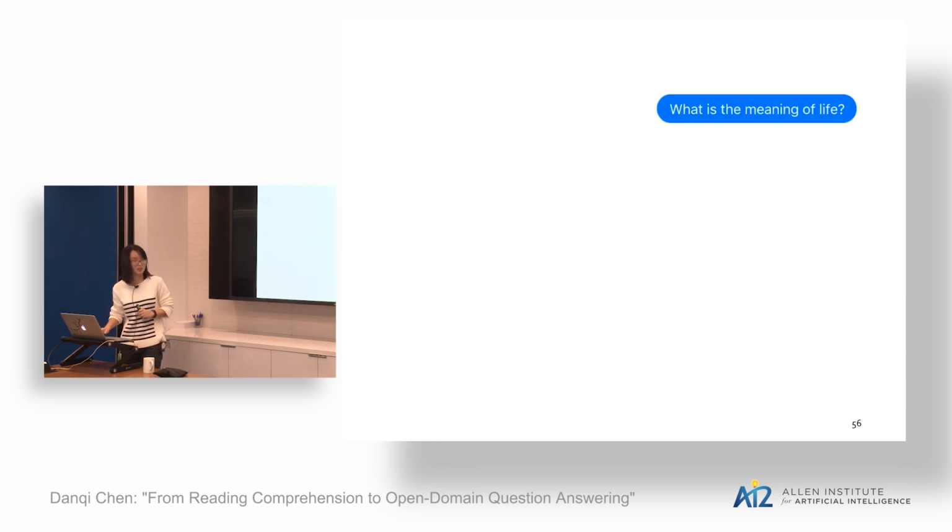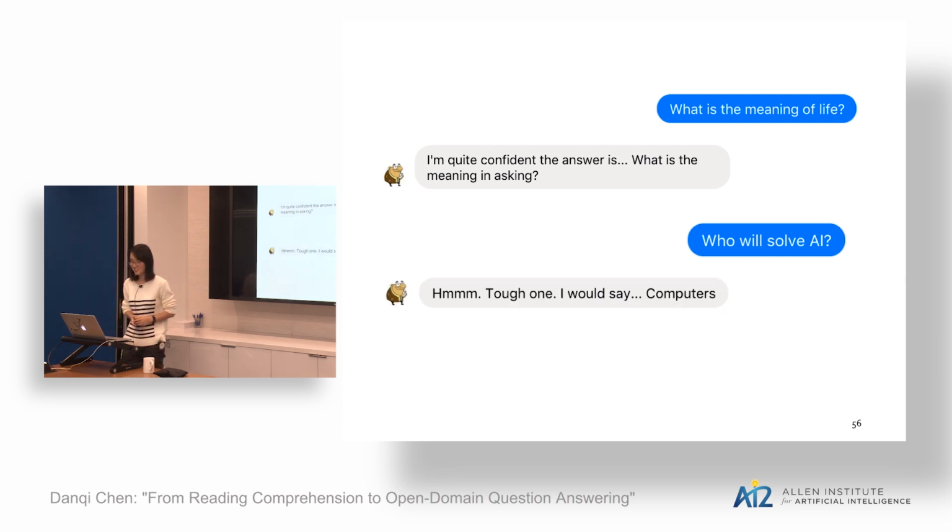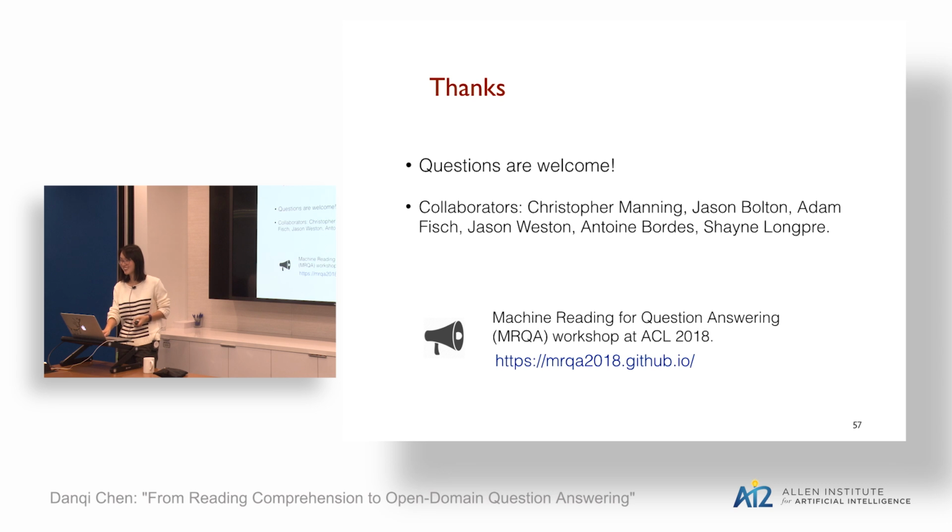So finally, I actually have a slide just for fun. These are some outputs from our DrQA system. We try to ask the system some funny questions. We asked, what is the meaning of life? Do you know the answer to this? 42. So the system answers, what is the meaning in asking? And we asked another question: who will solve artificial intelligence? And the system answers, tough one, I would say computers. So it also says that the current systems are probably not good enough, and there's still a lot of room for improvement. Pretty good answers. So I will end here. Thanks for listening, and I'm happy to take questions.